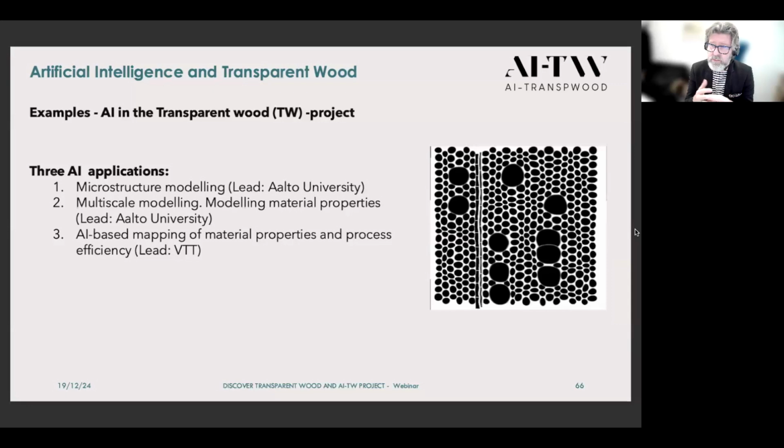AI is used in various approaches in the project, and to give an idea of how it is used, I will describe shortly 3 different examples where it is used. And the examples are related to microstructural modeling, multi-scale modeling, and kind of a process efficiency modeling. Next, please.